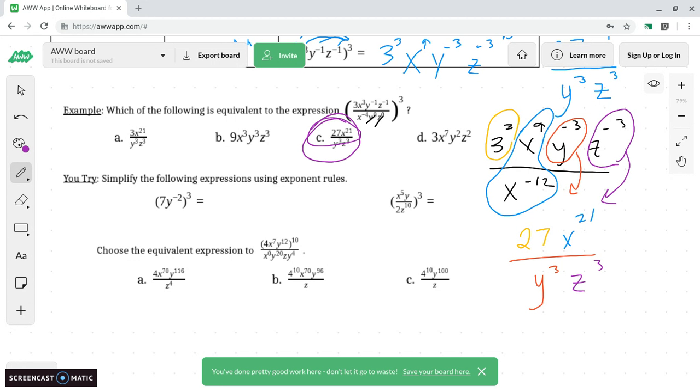And the rest you guys can do on your own. I'll circle the correct answer for them.